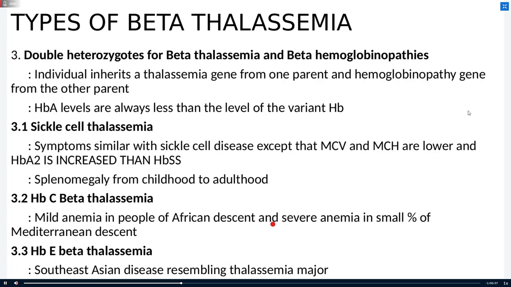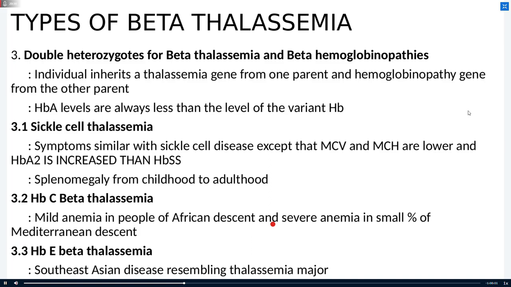Okay, another one would be your double heterozygotes for beta thalassemia and beta hemoglobinopathies. So in this case, class, yung individual, may thalassemia gene na siya from one parent and a hemoglobinopathy gene from the other parent. So it's a combination of a thalassemia and a hemoglobinopathy. And in this case, class, adult hemoglobin levels are always less than the variant hemoglobin. So an example class would be your sickle cell thalassemia.